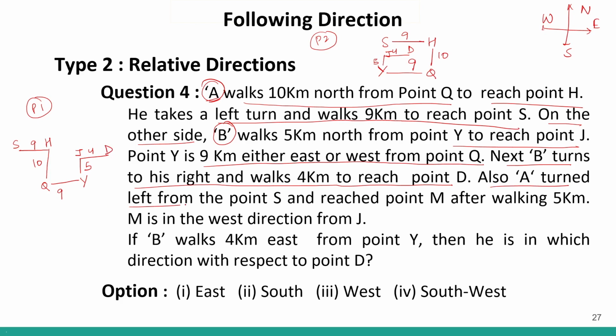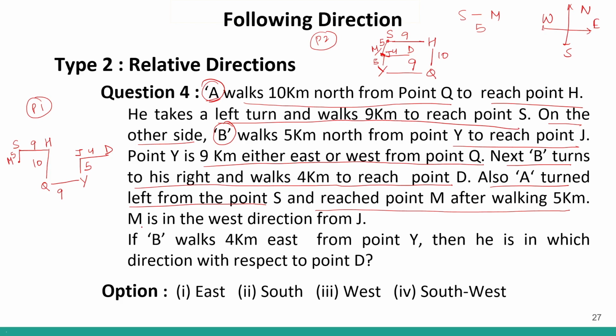Also, A turned left from point S. So A is turning left and reached point M after walking 5 kilometers. So if A turns left, it will reach here, which is point M after walking 5 kilometers. So here, if it takes left, it will come back to this point J, which is M, and the distance between S and M will be 5 kilometers. So let me write it a bit more clearly. This point was S, this point is called M and J both, and this distance is 5. So this is possibility 2, this is possibility 1.